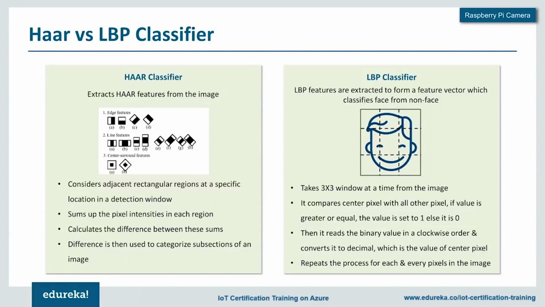Now when it comes to the LBP classifier, it creates a 3x3 window over the image. Then it starts comparing the center pixel with all the other pixels, setting each to 1 or 0 depending on whether it is greater than or equal to the center value. Then it reads the binary value in counterclockwise order and converts it to decimal, which becomes the center value of the pixel. This process is repeated one after the other, and you have an easier, smarter solution.